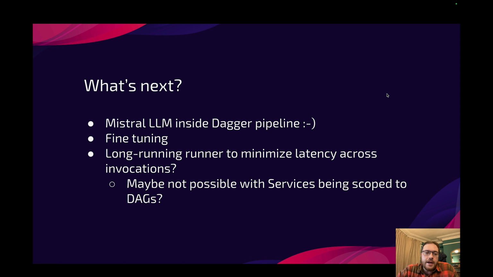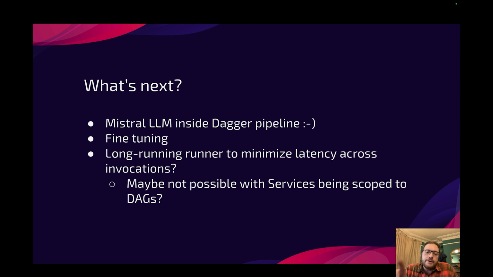In terms of what's next, I'd quite like to get Mistral working inside a Dagger pipeline. I think there might be some interesting use cases for that. I want to bring fine-tuning back because I demoed fine-tuning previously, but it would be nice to have fine-tuning working with Zenith, because that's a use case that had some interest from the community, I think.